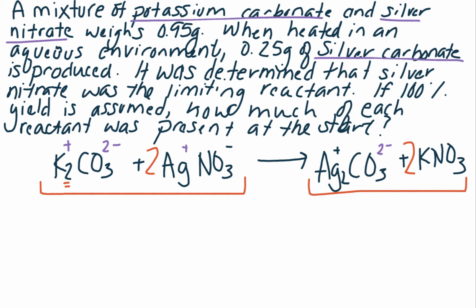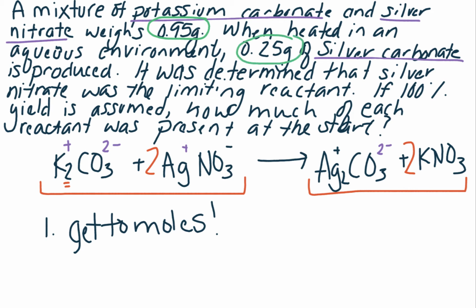Since that's our pre-work, the next step is get to moles. So we need to look at this equation and decide which compound we have enough information about to get to moles, and that will be our given. So if we look at the numbers that we're given, we have a mixture of potassium carbonate and silver nitrate that weighs 0.95 grams, and we have silver carbonate that weighs 0.25 grams. We don't know how much of that 0.95 grams is the potassium carbonate versus the silver nitrate, so we can't really start there. But we do know that we have 0.25 grams of the silver carbonate.